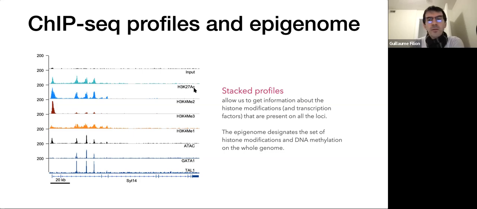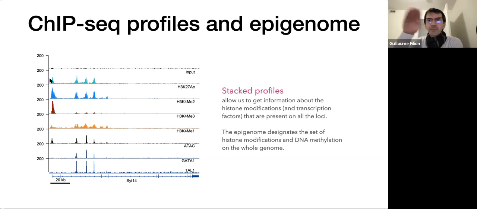H3K27ac. So we haven't seen this one, but you can guess, right? This is histone H3, lysine in position 27, acetylation, or H3K4me2, H3K4me3, H3K4me1. So these are the different variants with 1, 2, 3 methyl groups. Now you know the code, so you can pretty much read any of these kinds of strings there. And these are transcription factors.